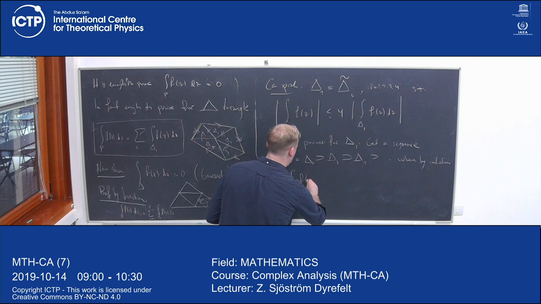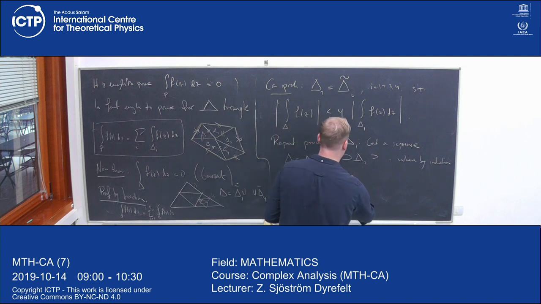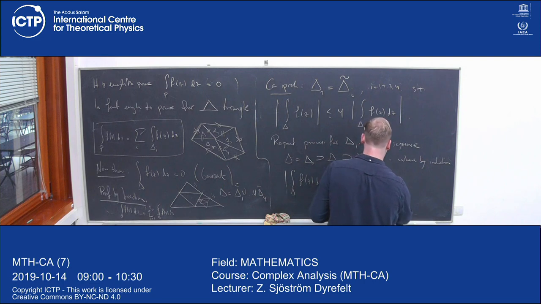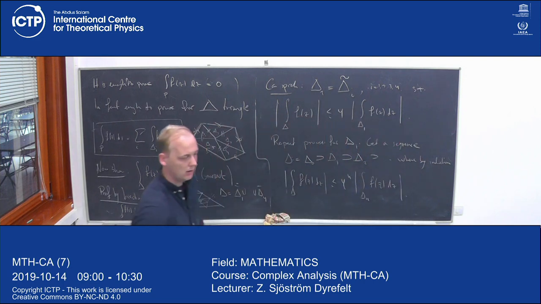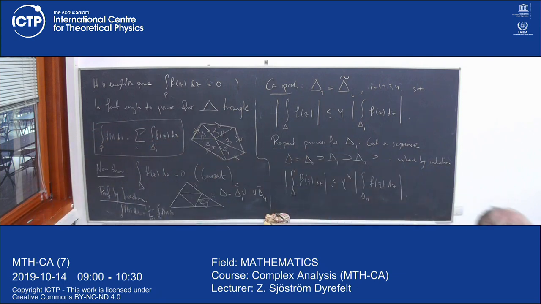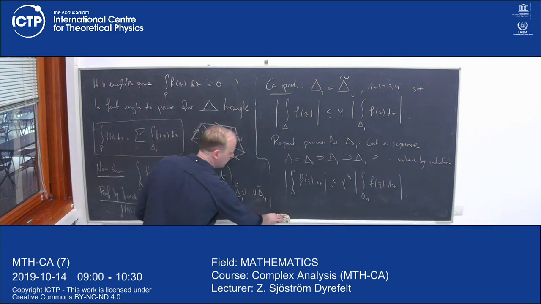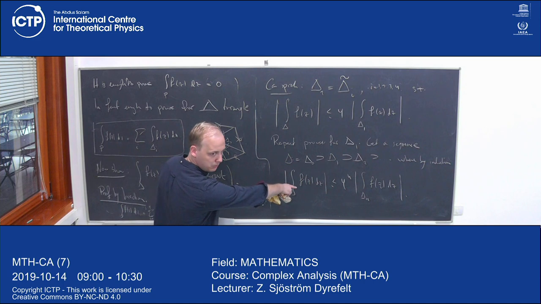So you see that the absolute value of the integral of f dz is less than or equal to 4 to the n times the absolute value of the integral along delta n of f dz. So you get this. And what do we need to show? Now let's think for a bit. What do we need to show in order to prove it? We want to show that this was zero.